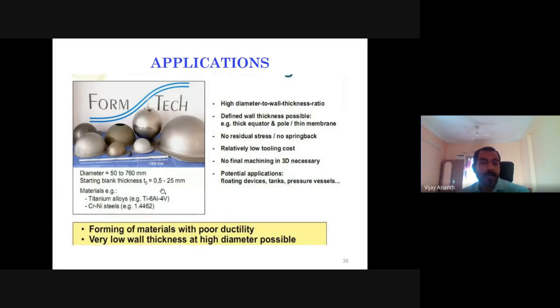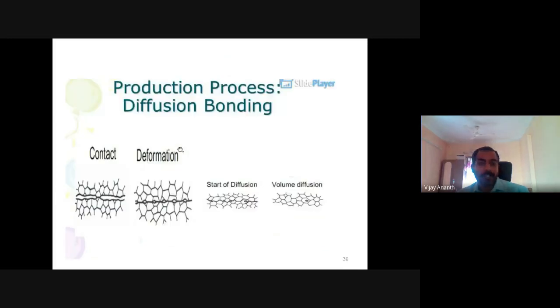So these are all the components made with this plastic forming, with a thickness from 0.5 to 25 mm, as well as components of 50 to 760 mm diameter also formed through this plastic forming. The materials, titanium as well as chromium nickel alloys, we have already discussed, right? So here there are no residual stresses, no spring back effect, right? And tooling is very much cheaper, right? So these are some of the applications of plastic forming.